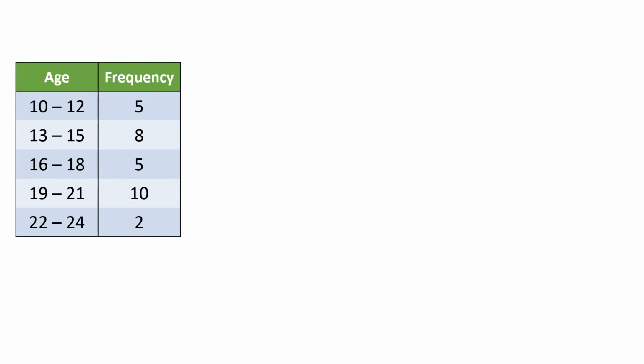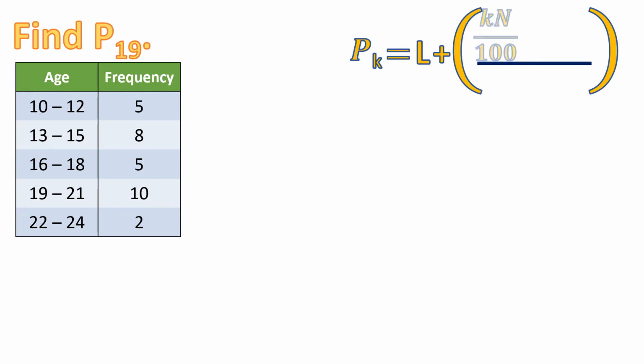So now we're gonna find the 19th percentile of this data. So what's the formula for percentile? P sub k is equal to the lower class boundary plus kn over 100 minus the lesser cumulative frequency over the frequency of the quartile class times the i, which is the class size. So it's similar formulas for percentile, quartile, and decile, except for the divisor of kn, which is 4 for a quartile, 10 for decile, and 100 for percentile.